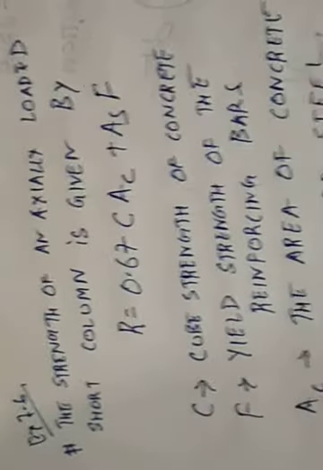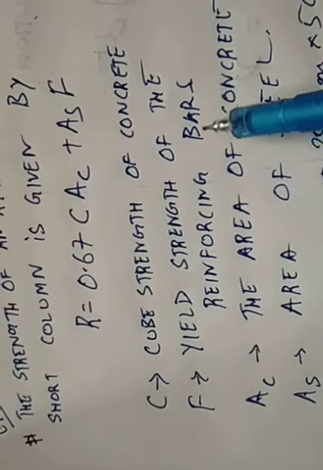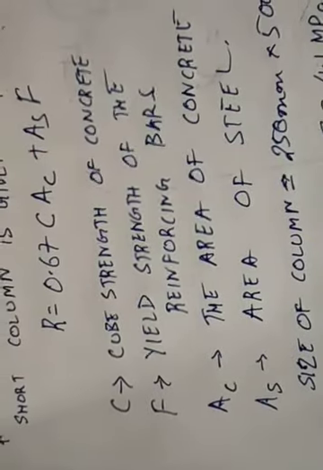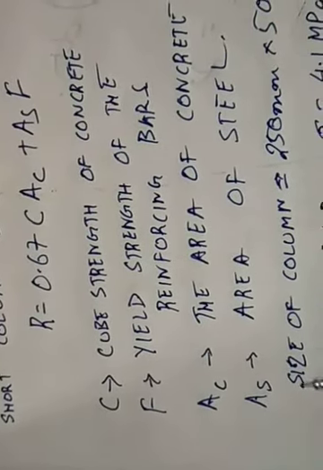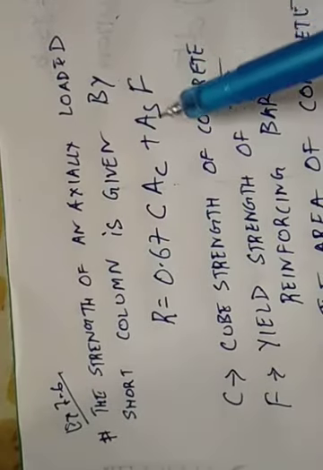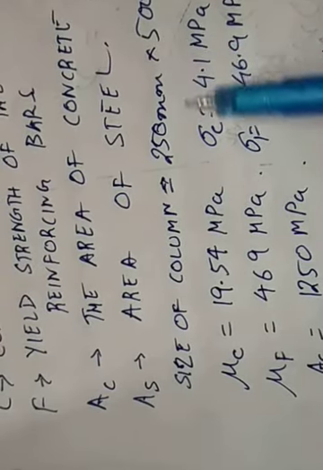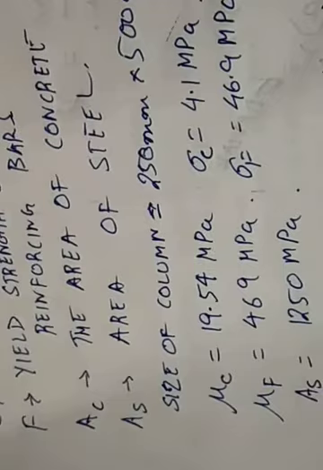Here, C is the cube strength of the concrete, and F is the yield strength of the reinforcing bars. AC is the area of the concrete, and AS is the area of the steel. The size of the column is given as 250 mm by 500 mm.